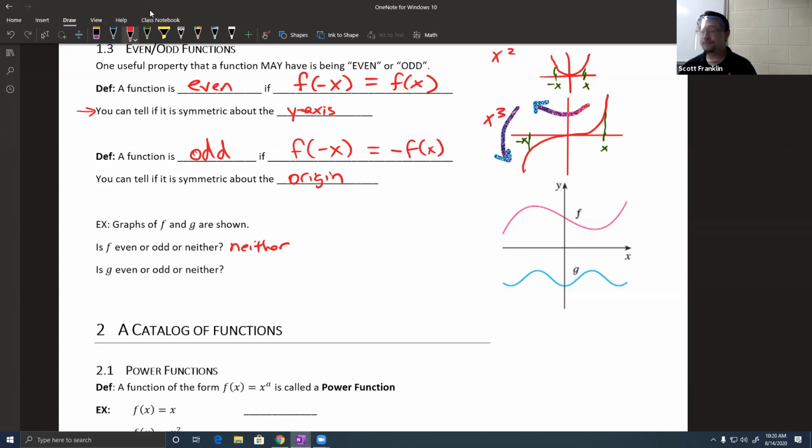But what about G? What would you say about G? It is even because it is a mirror image across the y-axis. Very good.